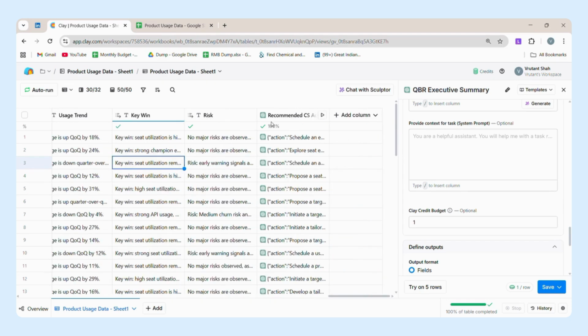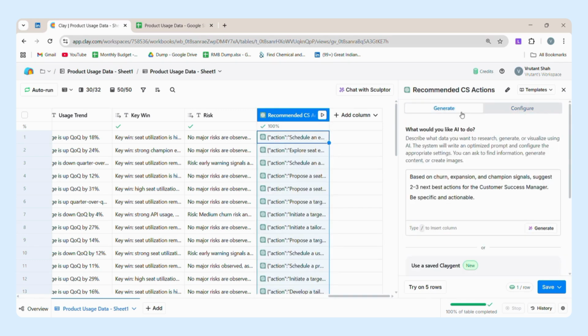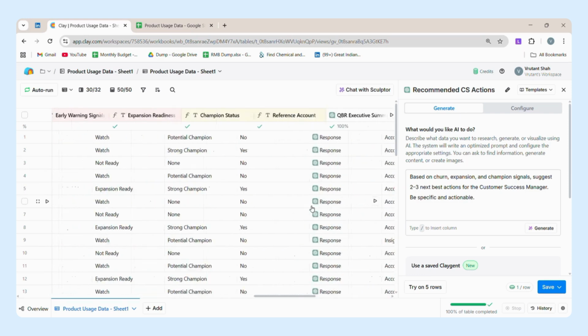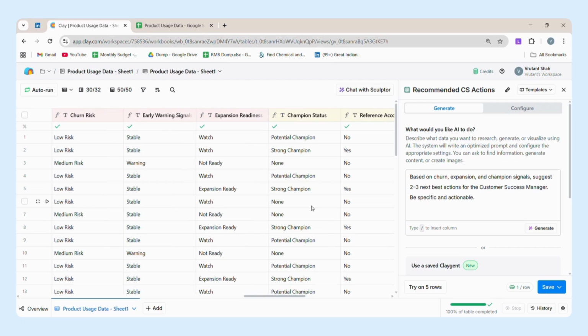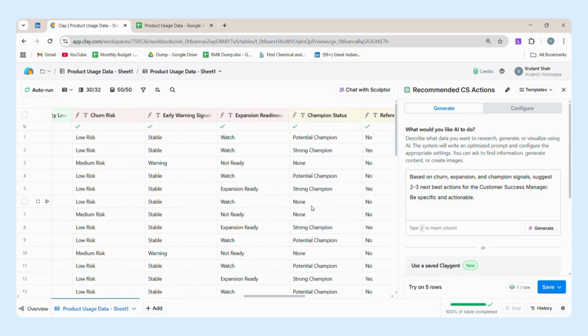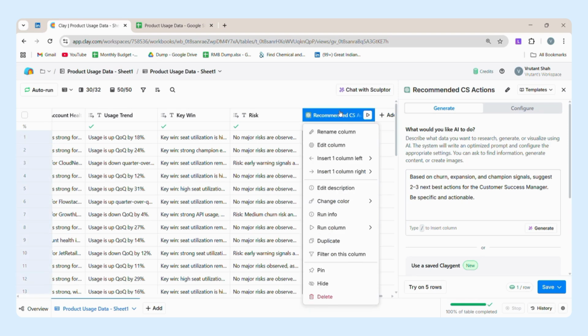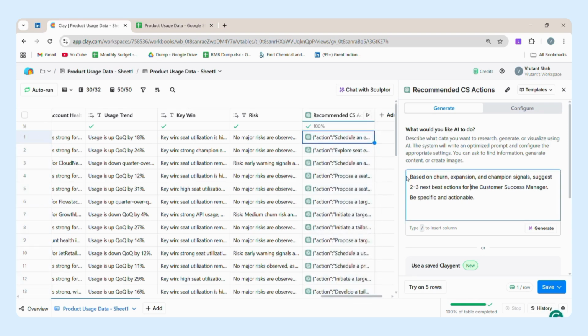Finally, one of the most interesting things that we have done over here is create a recommended customer success action. So while we are getting the highlights and all the data points over here, one can just see and understand that, okay, if a particular account is at stake or is about to churn, then I can schedule a meeting, provide more support, or provide certain discounts or plans. That is what I can do. But how do I exactly define those action items? For that, we have used one more AI column over here, wherein we have asked it to generate a particular action item for the customer success manager based on the churn, expansion, and champion signals that we have.